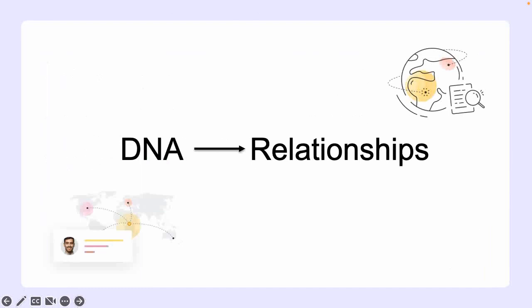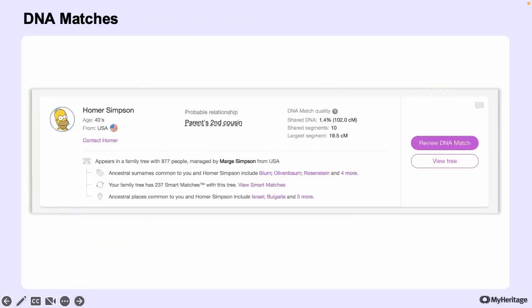So I want to talk about how we go from point A to B, from DNA to finding relationship. So let's say I have a match. In this case, Homer Simpson, whose help I always love to use when demonstrating our useful features. And when looking at the DNA match card in the DNA matches list, I see a lot of information on each DNA match. First of all, I see this person's name. I can also see his age and where he is from.